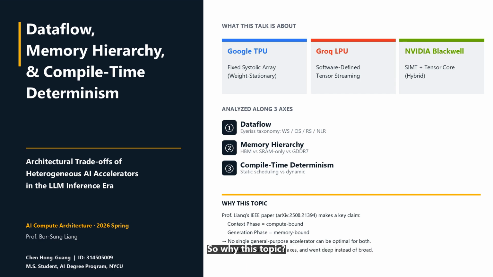So why this topic? Here's the thing. In Professor Liang's IEEE paper, he points out a key insight. In LLM inference, the context phase is compute-bound, but the generation phase is memory-bound. This means no single general-purpose accelerator can be optimal for both. So instead of going broad, I'm going deep. I picked three battle-tested paradigms, Google TPU, Groq LPU, and NVIDIA Blackwell, and I'll analyze them along three axes.